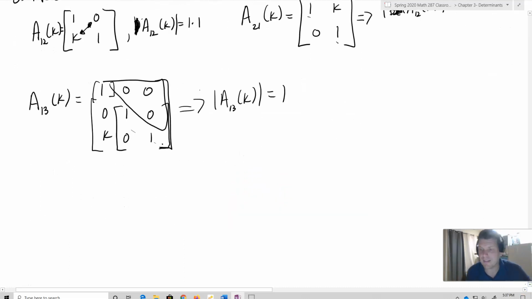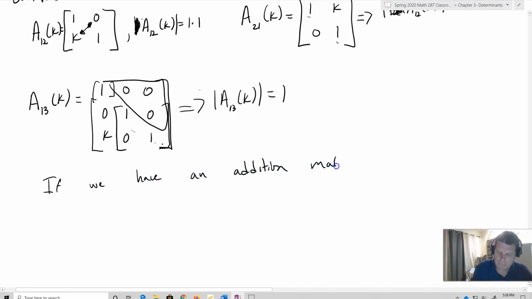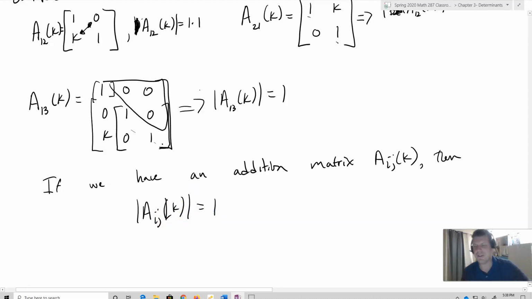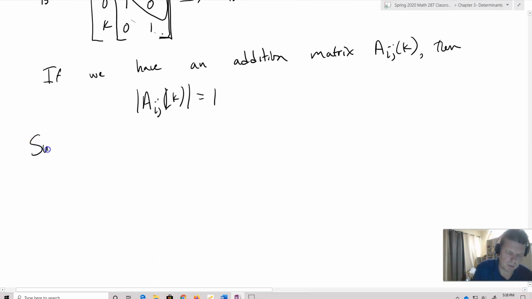Well, it turns out that that's exactly how all of them are. And again, we're not going to get into a proof on this end. What we're just going to do is make a statement and kind of show you how that works. So if we have an addition matrix A, I, J, K, then the determinant of the addition matrix A, I, J, K is equal to 1. So addition matrices have determinant equal to 1. Whoa, that's cool. So what we've got here, basically, kind of summarize, is a summary.